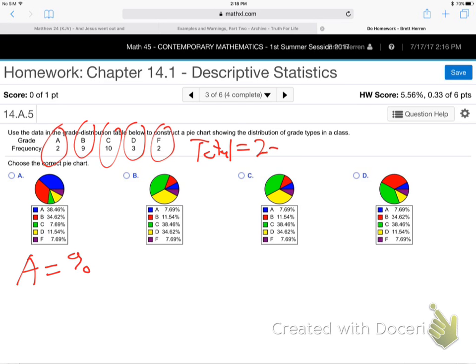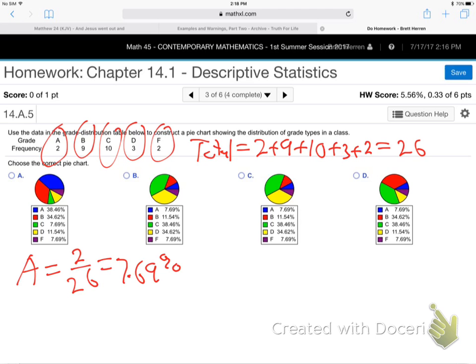Be whatever, 2 plus 9 plus 10 plus 3 plus 2. 21, 24, 26. So the A's percentage would be 2 out of 26. See how I'm coming up with that? 2 out of 26. So just take 2, divide by 26. Is that 7.69? It's probably that. I'm looking at the answers. Probably 7.69%, right? Does that make sense?